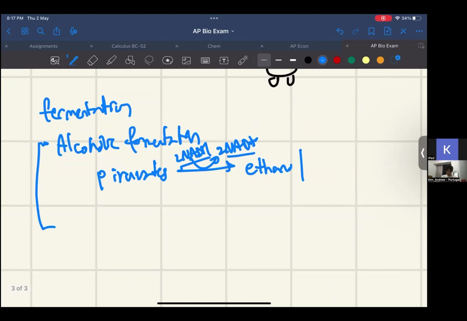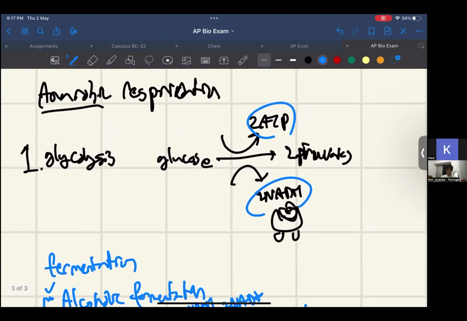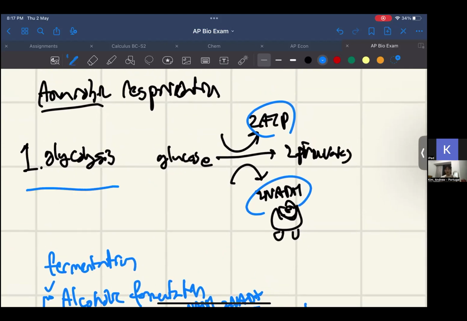The second type of fermentation is called lactic acid fermentation. So again, if you have pyruvate made, then this pyruvate will change to lactate. And in that reaction, again, NADH, which is toxic to our body, will be converted to NAD plus. You can see how both fermentations' purpose is literally the same. It just wants to get rid of NADH because NADH is toxic to your body. So just remember, anaerobic respiration is essentially the first step of aerobic respiration, which is glycolysis, changing glucose to pyruvate.